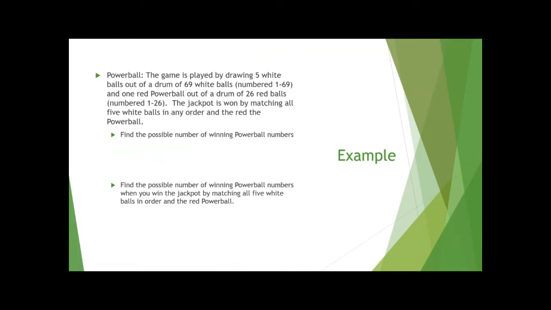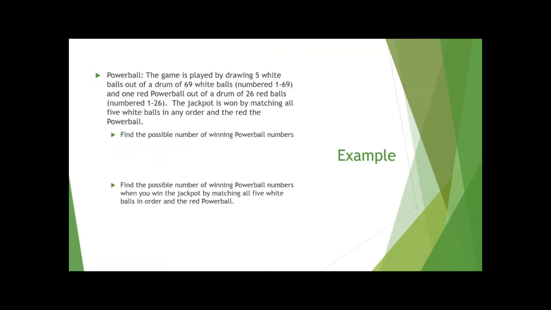Now here's another example, and this is actually my last example. The next live session I will be doing will be on probability. So, Powerball. The game is played by drawing 5 white balls out of a drum of 69 white balls, numbered 1 through 69, and 1 red Powerball out of a drum of 26 red balls, going from 1 to 26. The jackpot is won by matching all 5 white balls in any order and the red Powerball.